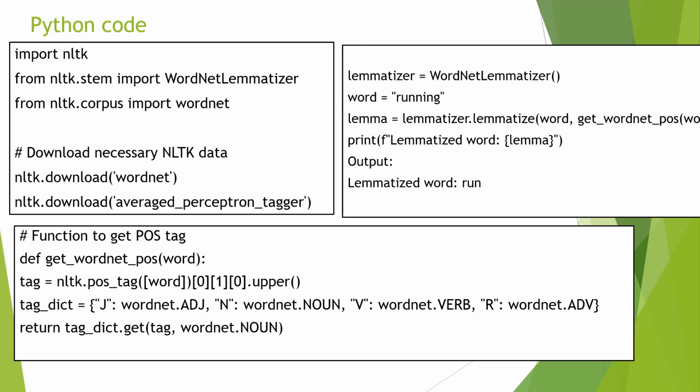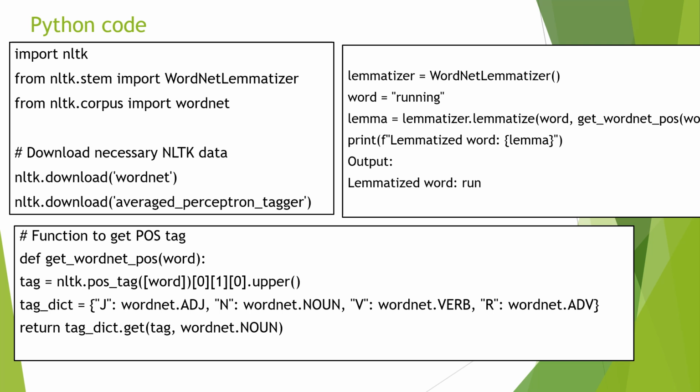So in this example code, you can see we have imported WordNet lemmatizer and WordNet from the NLTK corpus, and we have downloaded the WordNet dictionary and the averaged perceptron tagger. We are generating a POS tag. After getting the WordNet POS, parts of speech tag for words, we are going to apply lemmatizer.